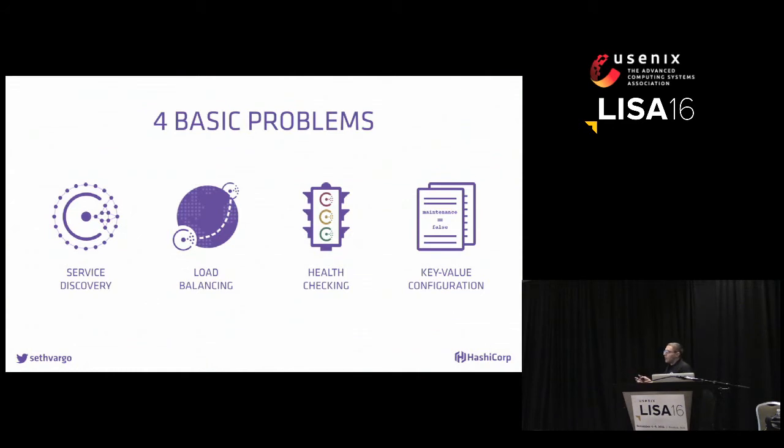And then somewhat out of left field is this dynamic push configuration, where I have this runtime config, and I need to get it onto nodes, and I need to get it in as close to real time as possible. So these are the four basic problems of a microservices-oriented architecture or a service-oriented architecture.